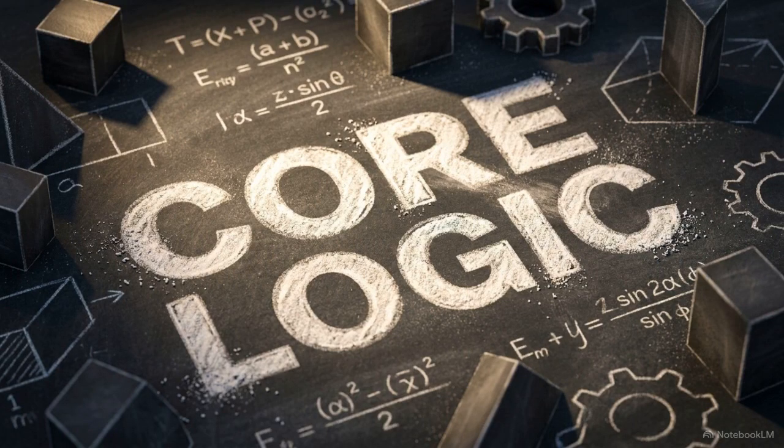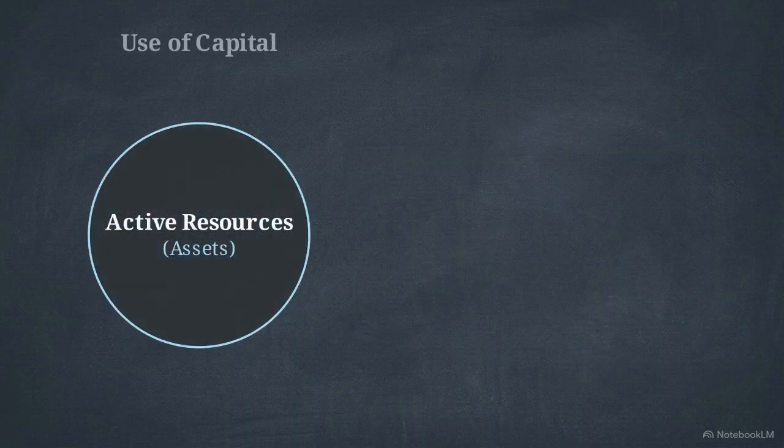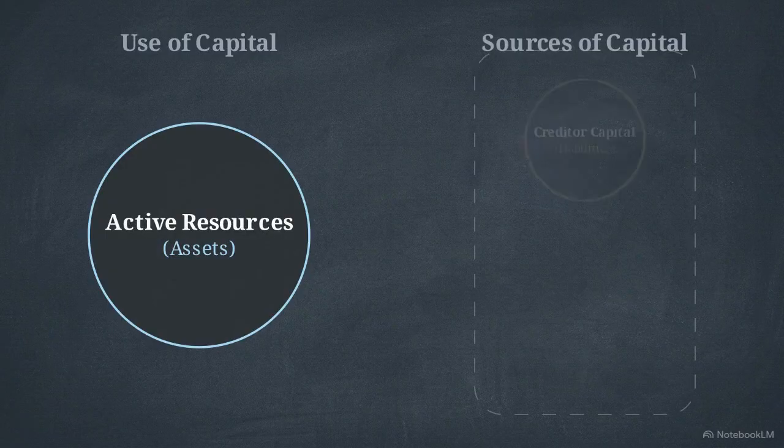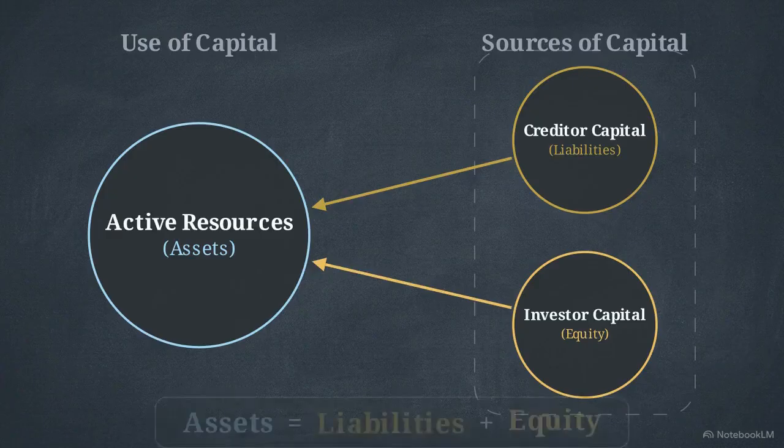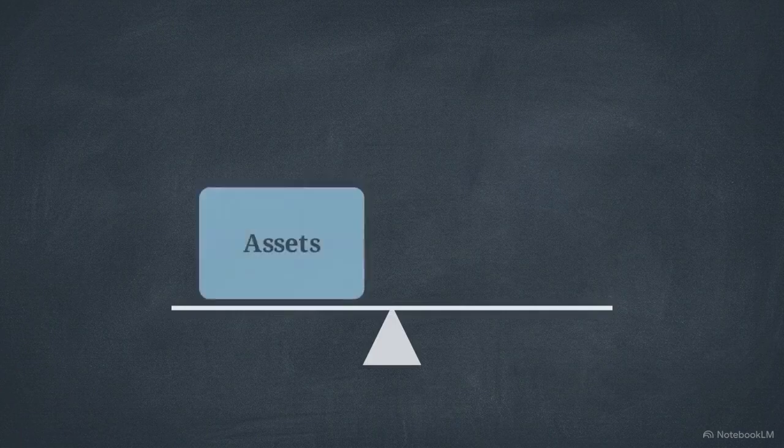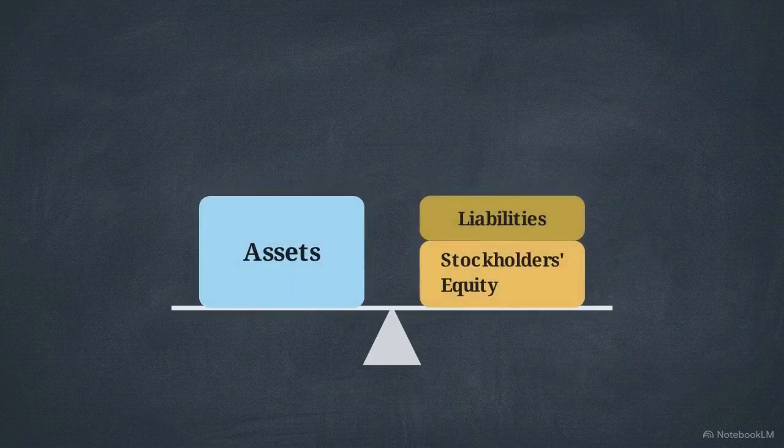The underlying logic for this document relies on what is known as the fund theory. This framework compares the entity's active resources against the amounts contributed to acquire them, specifically the capital provided by creditors and the capital provided by investors. This comparison creates a strict mathematical equilibrium. The resources, or assets, must perfectly equal the claims against them, liabilities plus stockholders' equity.